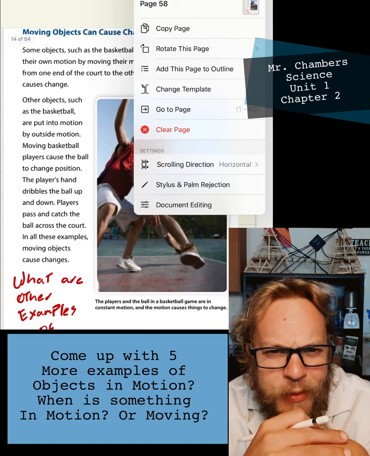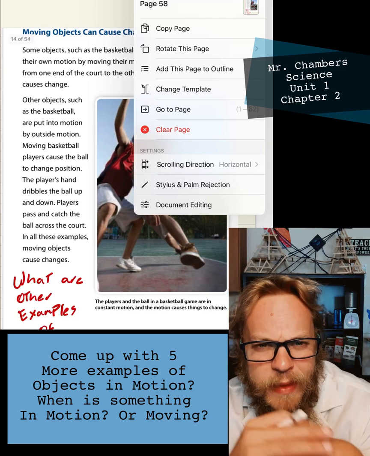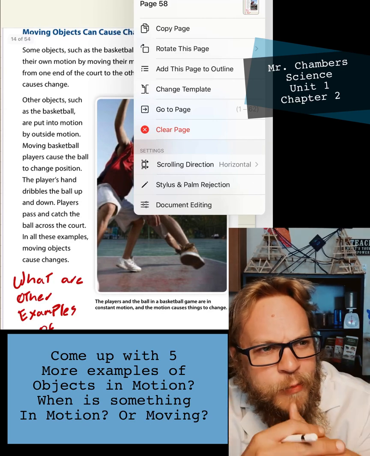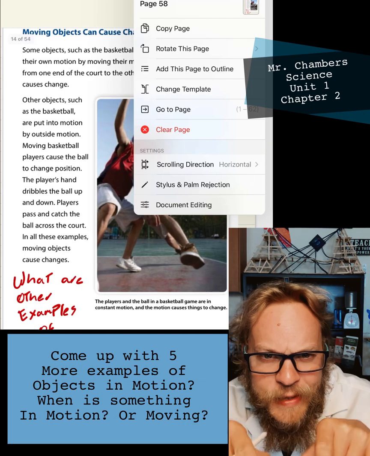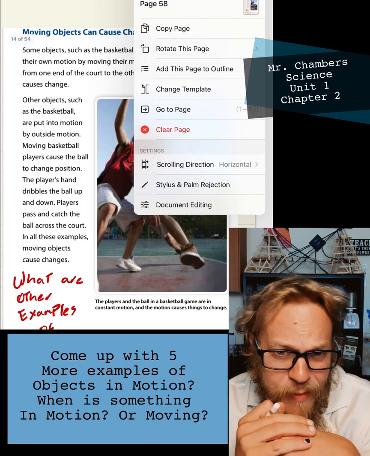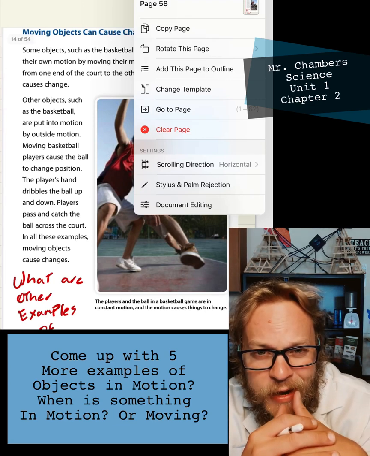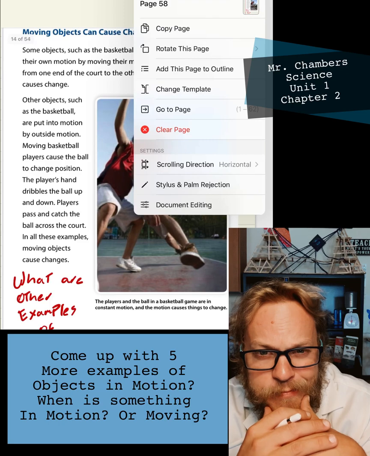What other ways can we show motion? Think about that. What other ways can we show motion? Because at the end of this video, I want you to come up with 5 examples of where we see motion. Where do we see motion?